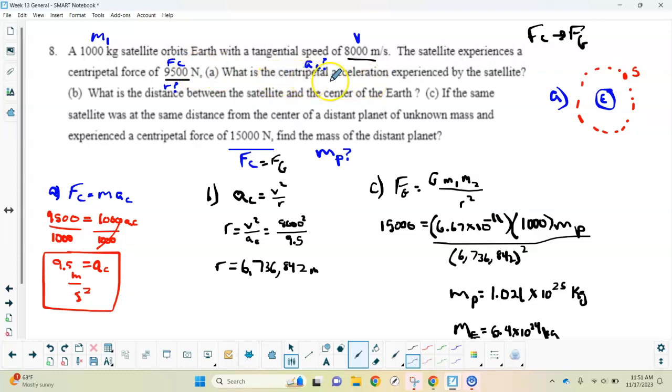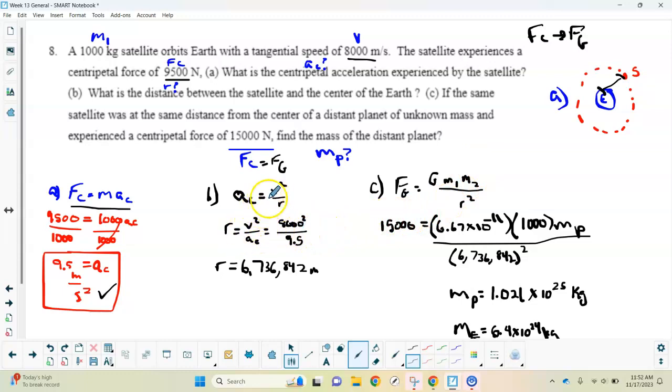We want to know the centripetal acceleration, so I just used centripetal force equals mass times centripetal acceleration, so it's just 9,500 divided by 1,000. So you get 9.5 meters per second squared for the acceleration. B wants to know the distance between the center of the Earth and the satellite. That is easiest found by solving for R in this centripetal acceleration equation. You can't use the gravity equation yet because you might not know the mass of the Earth. You could have looked it up and got the same thing, but it's okay. So I just used this one.